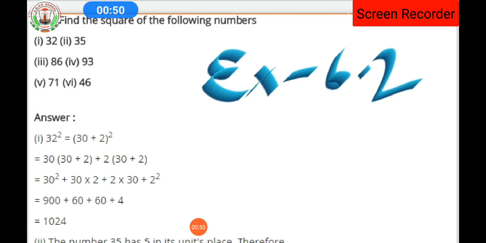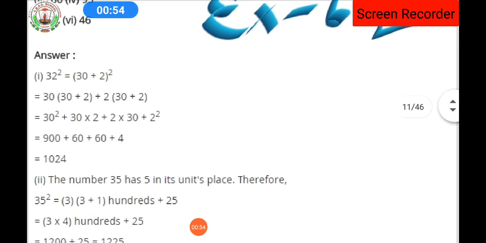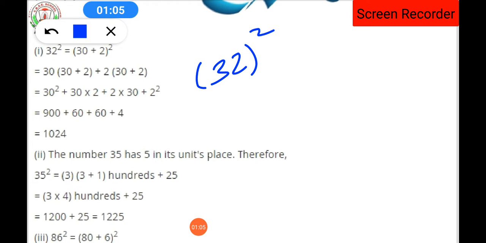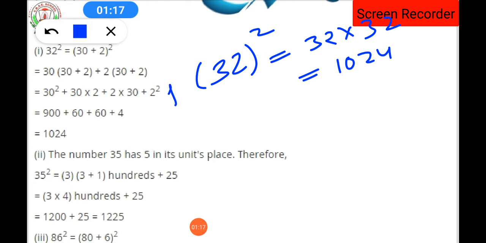Okay. So the first question is find the square of the following number. Here I am going to tell you two methods of how to find it. The first method: since the number 32 is there and it is asked to find the square of 32. So 32 का square क्या होगा? Square means the number will be multiplied by itself. So 32 into 32 will be equal to 1024. This is the first method.